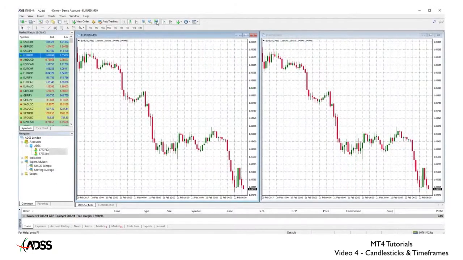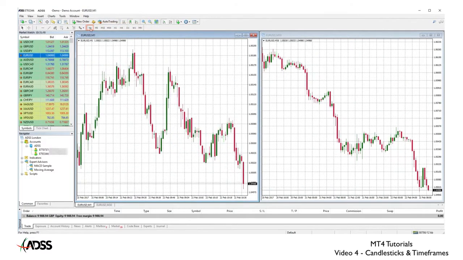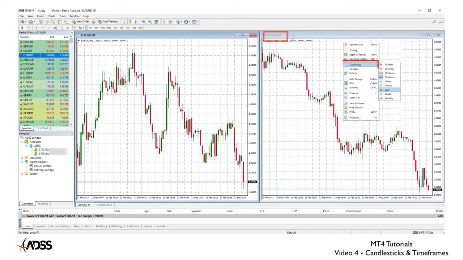There are 2 easy ways to change this time frame on MT4. On your toolbar, you may select from 1-minute charts up to 1-month charts. Let's select the 1-minute chart for now. Click on the other Eurodollar chart and right-click, select Timeframes, and D1 or Daily.